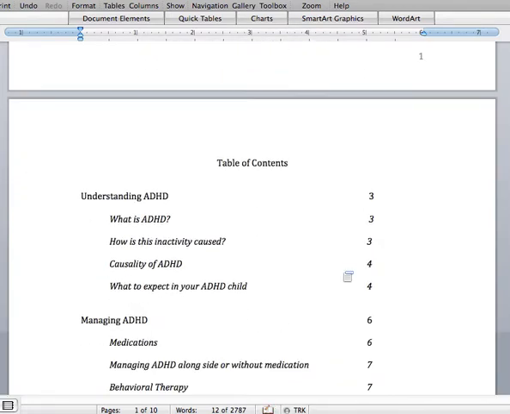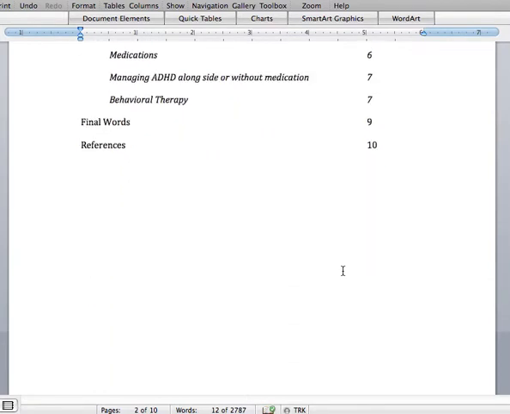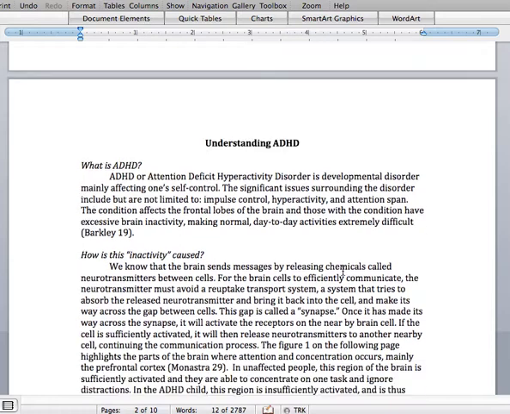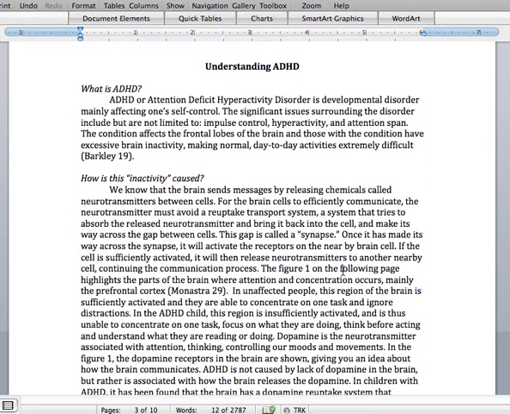So obviously the first part of parenting a child with ADHD is understanding the disorder. Long and short of it, ADHD, or attention deficit hyperactivity disorder, is a developmental disorder that affects one's self control. The main issues that surround the disorder, but aren't limited to, are impulse control, hyperactivity, and attention span. The condition affects the frontal lobes of the brain, where most of the decision making, attention span, and concentration occurs. So, in those with ADHD, there's excessive brain inactivity, so it makes normal day to day activities extremely difficult.